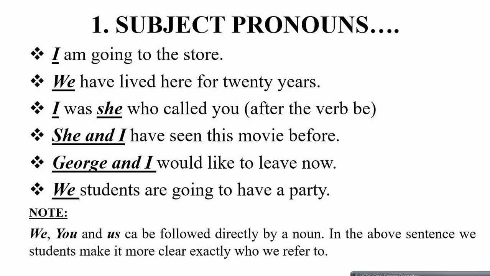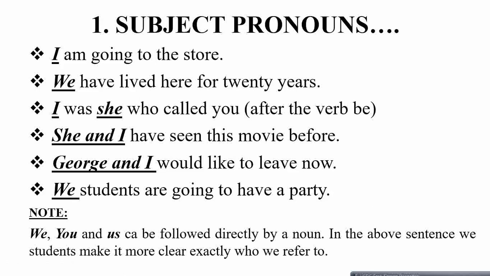First example is: I am going to the store. I is a subject pronoun and in this sentence it is coming at the subject position. Second example is: we have lived here for 20 years. इधर जो we है, this is a subject pronoun which comes at the subject position. Third example is: it was she who called you. यहाँ पर after the verb be, was is a verb be, यहाँ पर जो she है this is also a subject pronoun which comes after verb be. You is also a pronoun.